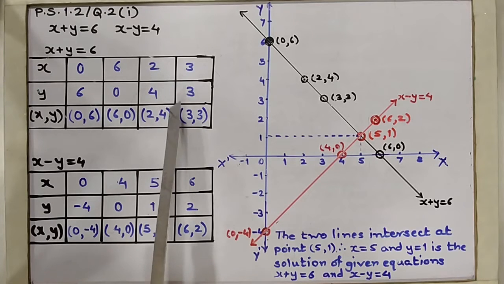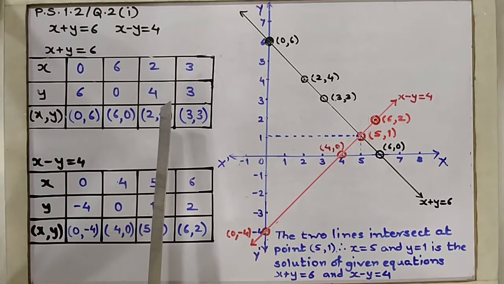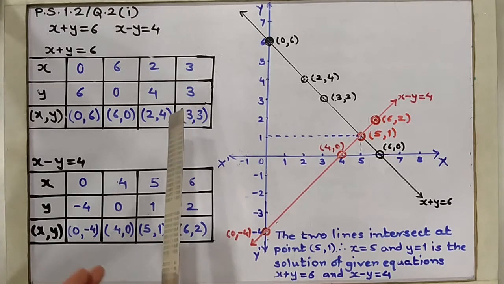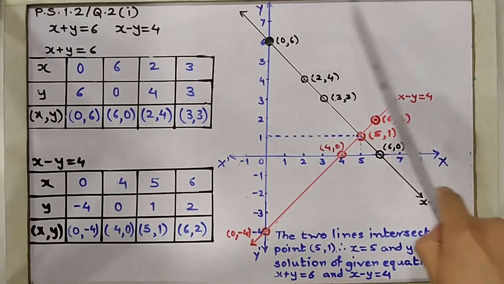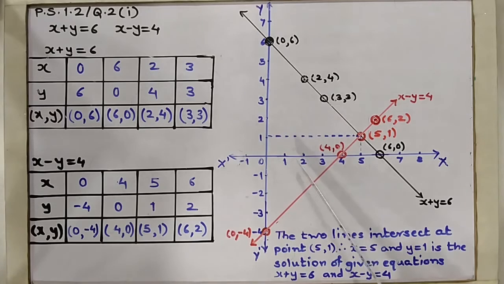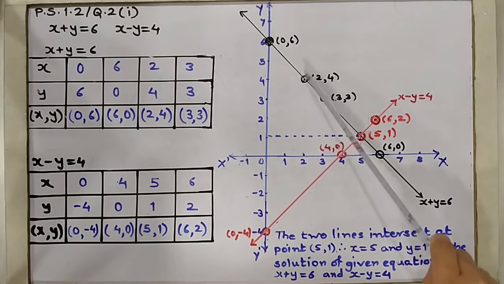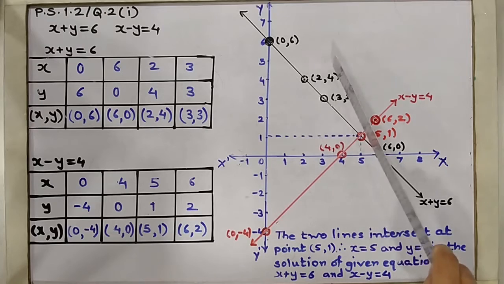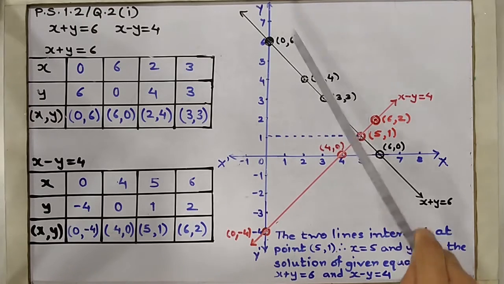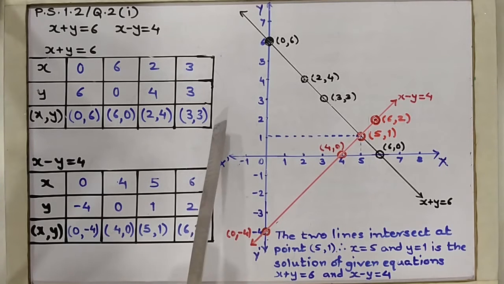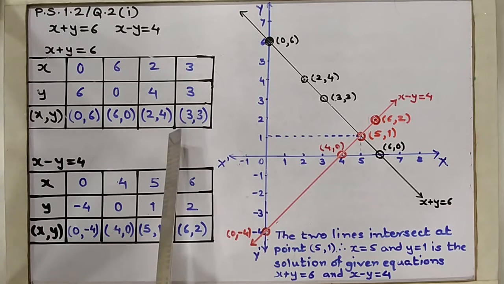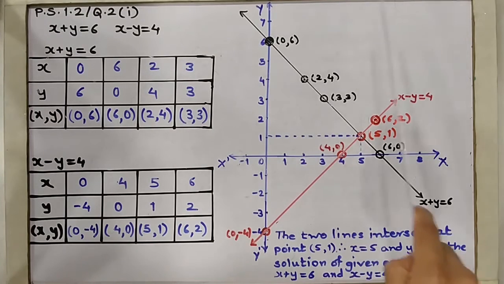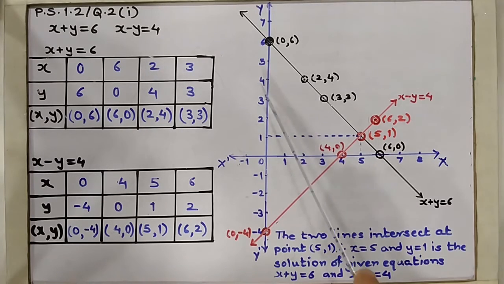Third point is 2 comma 4. X coordinate is 2 and y coordinate is 4. Now as both the coordinates are positive, so the point is going to lie in the first quadrant. We get the point as 2 comma 4. And the fourth point is 3 comma 3. X coordinate is 3, y coordinate is also 3. And as both are positive, so again this will lie in the first quadrant. So we get this point as 3 comma 3.